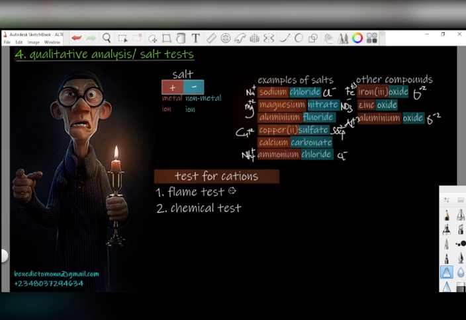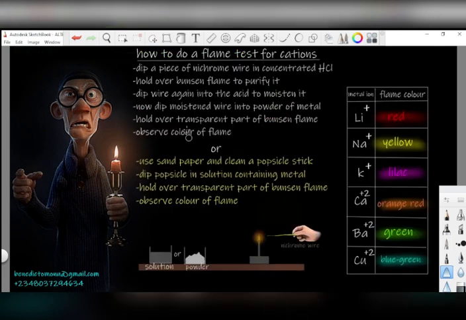Flame test for cations is often used when the chemical test will give you the same or almost the same result. For example, the group 1 and group 2 metals, their chemical tests give you the same results. Their chemical tests will always make what we call a white precipitate. So the best way to differentiate them is using a flame. Let's look at the flame test.